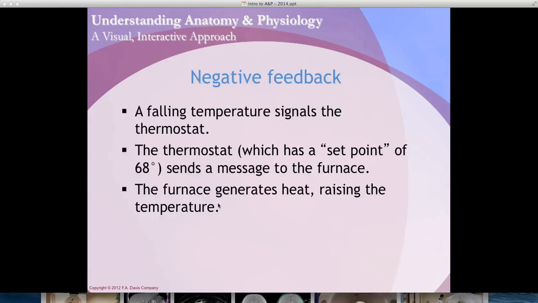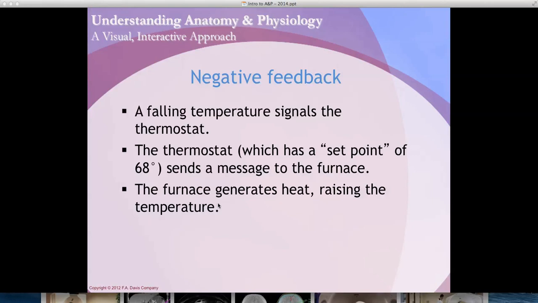One example that we'll talk about here is your home heating system. So a falling temperature signals the thermostat, right? We all set the thermostat at a different point. I keep my house pretty cold because I'm a big believer in blankets and sweatshirts in the wintertime, or a heated blanket. So I keep my thermostat maybe around 65 in my house. Other people might keep it higher than that, but we set it, right? So that's kind of the set point, right?